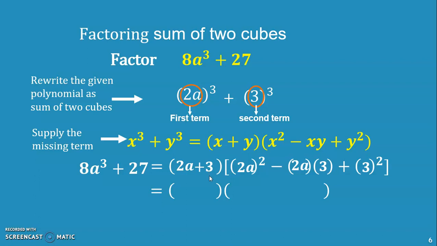2a plus 3, first factor natin. Then, 2a squared is 2a times 2a is equal to 4a squared. Next, 2a times 3 is equal to negative 6a. 3 squared is equal to 9, or 3 times 3 is equal to 9. So, ito na ngayon ang factored form natin ng 8a cubed plus 27. Another example.